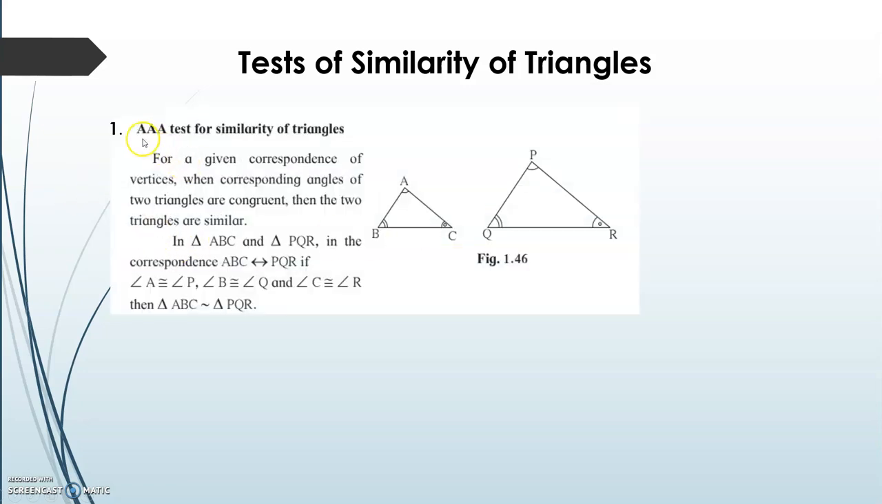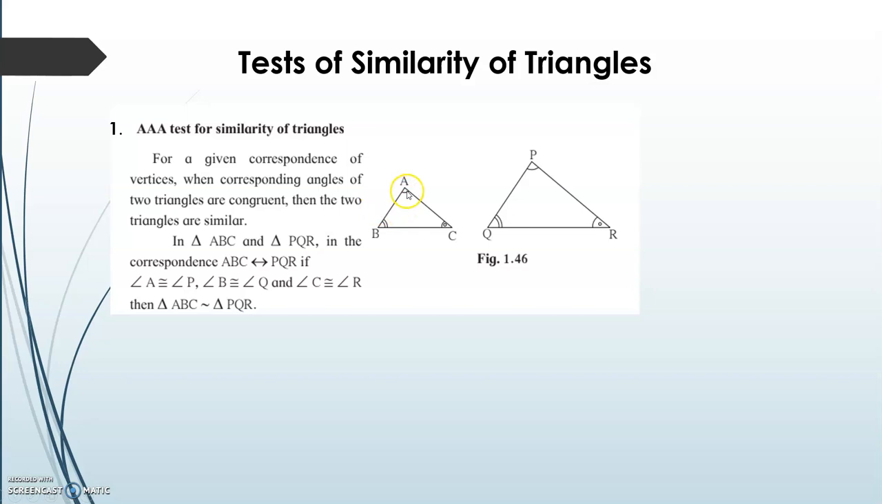The first test is the AAA test for similarity of triangles, that is angle, angle, angle. If all three angles of two triangles are congruent, then we can say the two triangles are similar. Here, angle A is congruent to angle P, angle B congruent to angle Q, and angle C congruent to angle R. Then triangle ABC is similar to triangle PQR by AAA test for similarity.